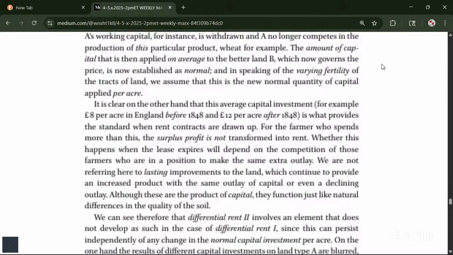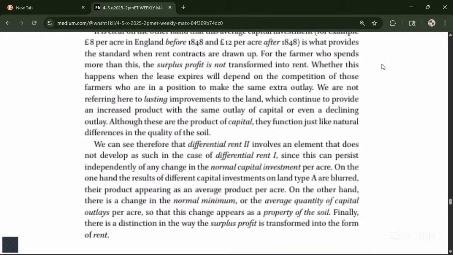We're not referring here to lasting improvements to the land, which continue to provide an increased product with the same outlay of capital or even a declining outlay. Although these are the product of capital, they function just like natural differences in the quality of the soil. We can see, therefore, that differential rent 2, too, involves an element that does not develop as such in the case of differential rent 1, since this can persist independently of any change in the normal capital investment per acre.